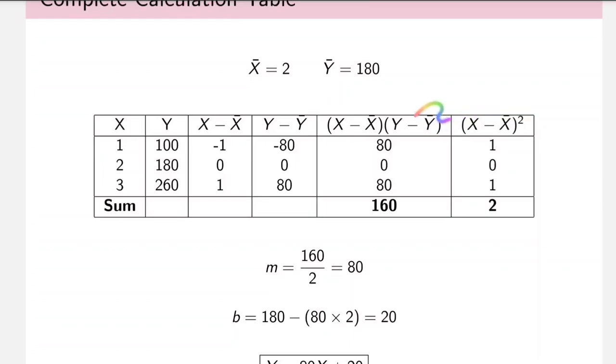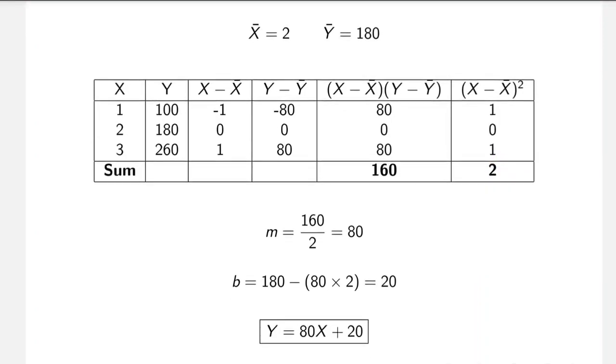If you multiply x minus x bar into y minus y bar, this column into this column: minus 1 into minus 80 is 80, 0 into 0 is 0, 1 into 80 is 80. If I calculate the sum of these, I get 160. Now x minus x bar whole square: minus 1 whole square is 1, 0 whole square is 0, 1 whole square is 1. If you sum all those, you get 2. So m is the sum of x minus x bar times y minus y bar, divided by the sum of x minus x bar whole square.